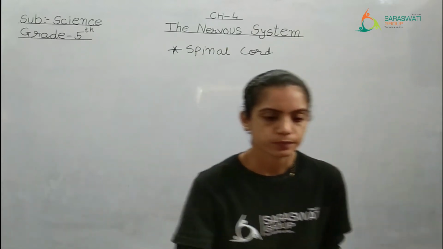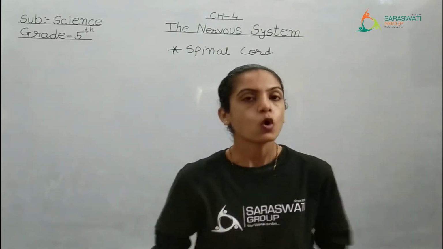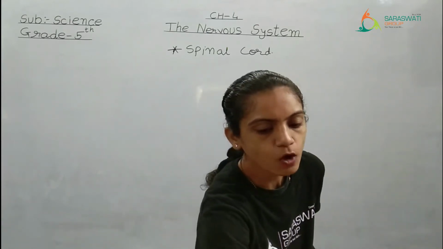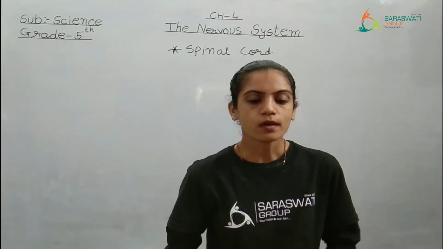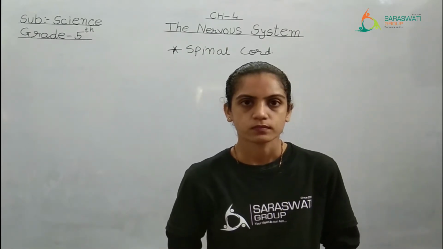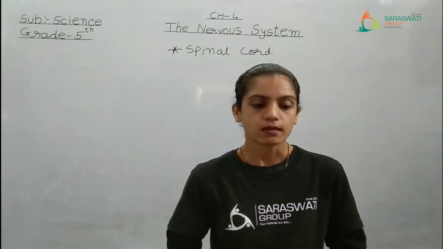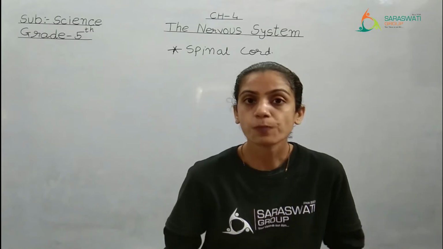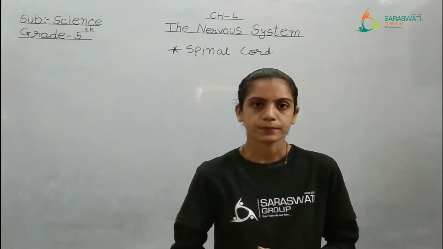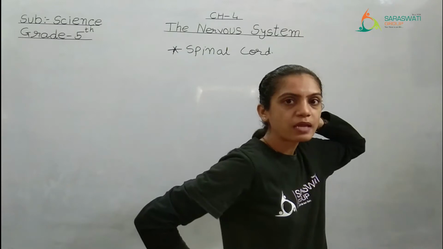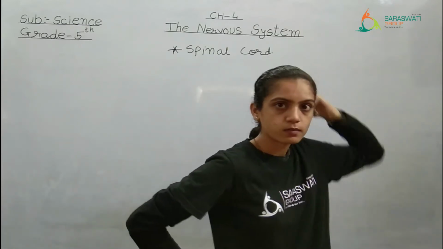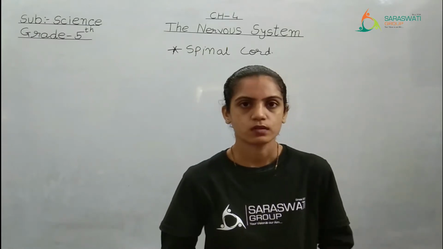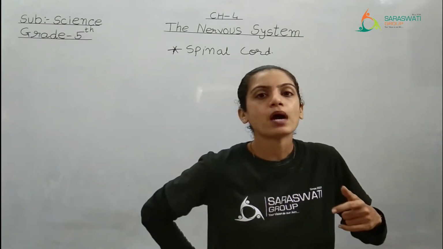See in your textbook. The spinal cord originates from the medulla and extends almost till the lower end of our backbone. In the picture you can see that the spinal cord is connected with the brain. But which part of the brain? Medulla. And it extends toward the back portion, from here till here. I have explained this prior also. It extends till the lower part of our body.